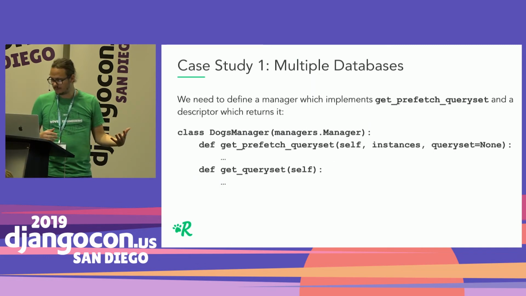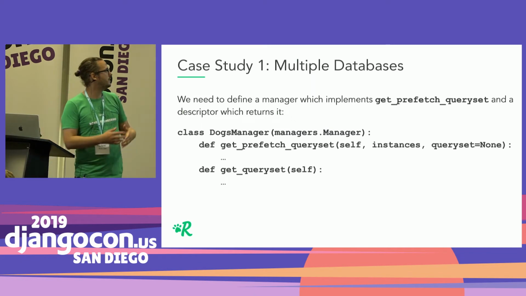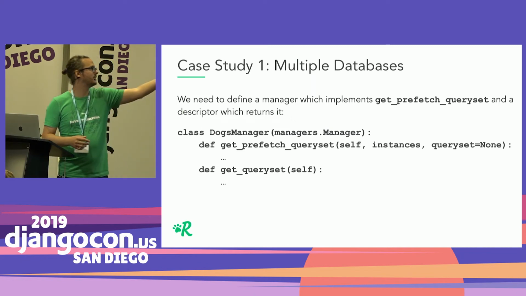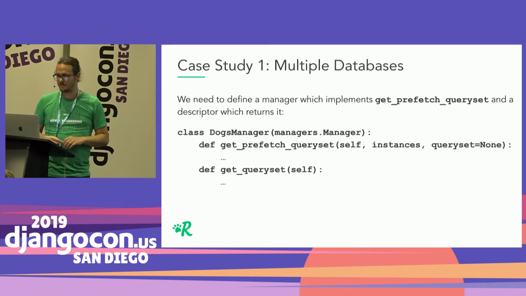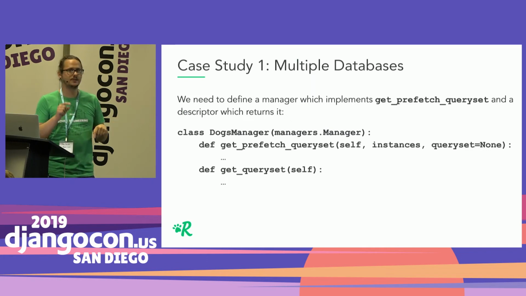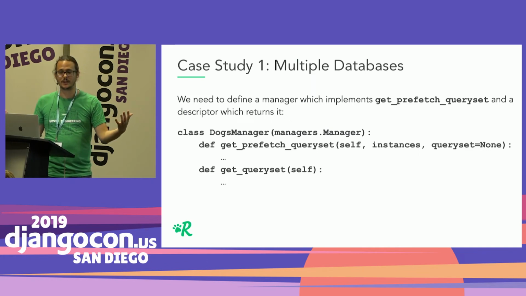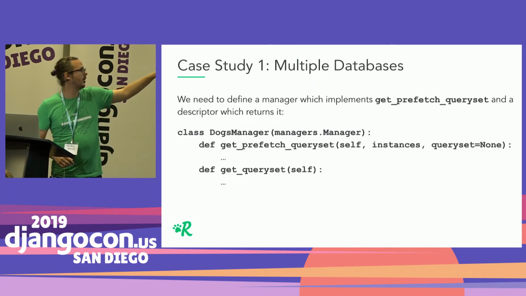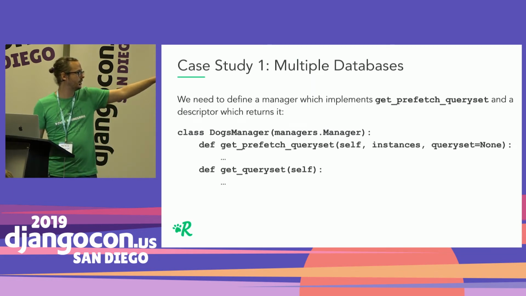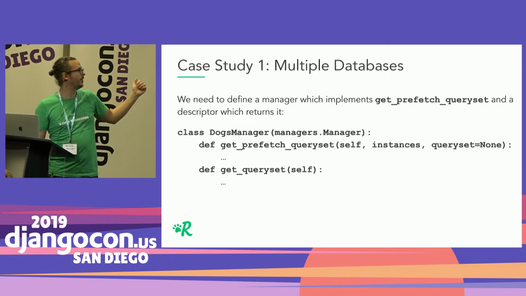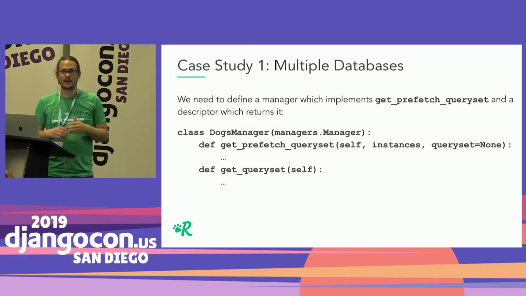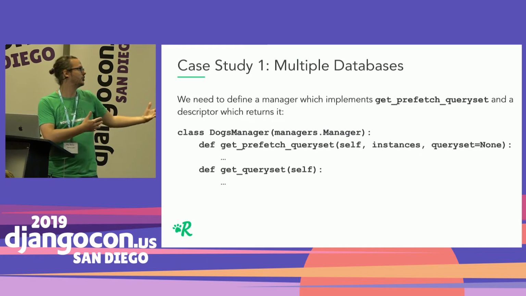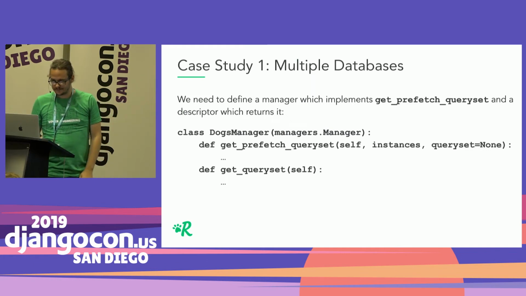There's a couple of steps. The first thing we have to do is define a manager which implements get prefetch query set. So this is our prefetcher. And this is the thing you'll get when you access user.dogs. You'll get one of these managers so that you can say .count or .all and do all of that with it. The two functions we'll be interested in are the get prefetch query set to define the prefetching behavior, and also get query set so that once the prefetching is done, we know how to get that in use by the dogs manager.